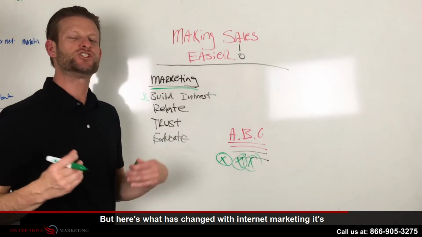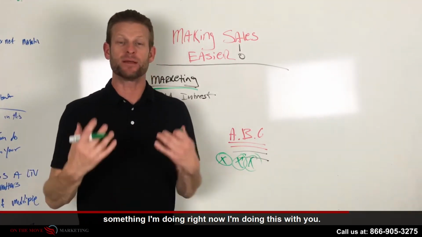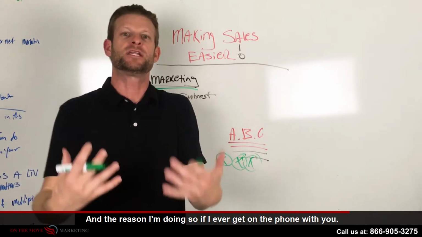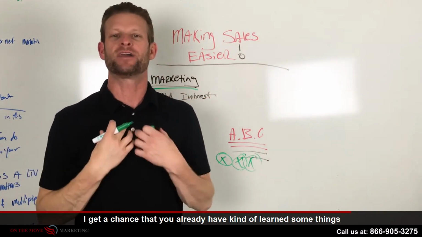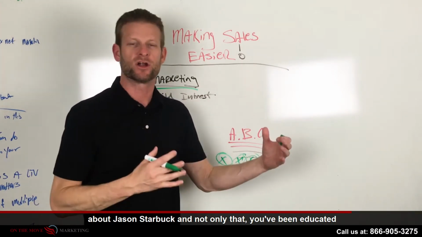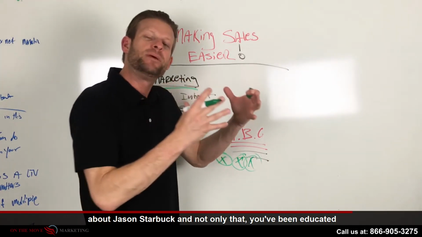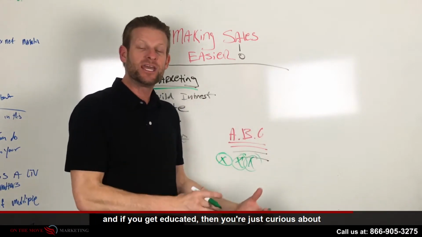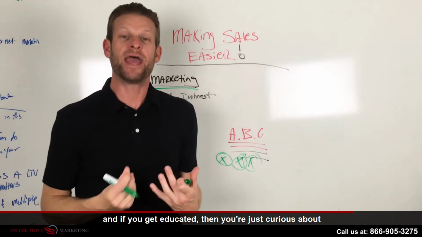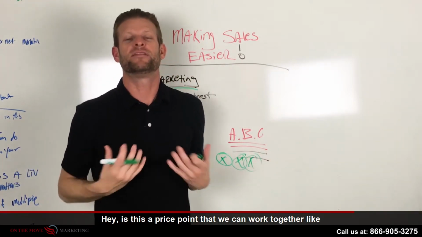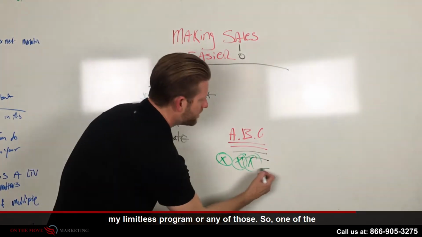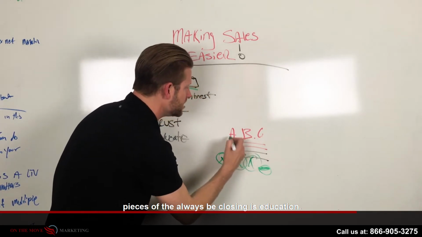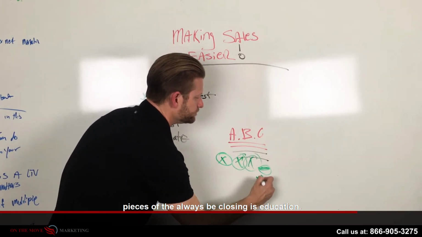But here's what has changed with internet marketing. It's something I'm doing right now. I'm doing this with you. And the reason I'm doing so, if I ever get on the phone with you, I get a chance that you already have learned some things about Jason Starbuck. And not only that, you've been educated. And if you get educated, then you're just curious about, hey, is this a price point that we can work together, like my Limitless program or any of those? So one of the pieces of the Always Be Closing is education.